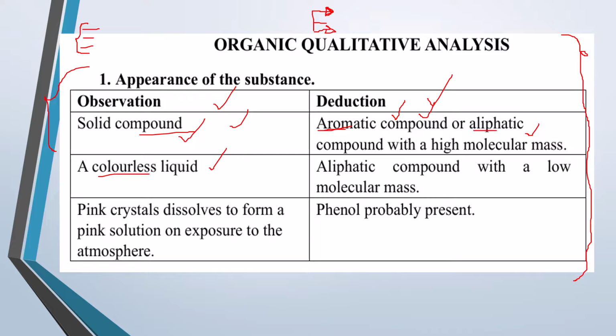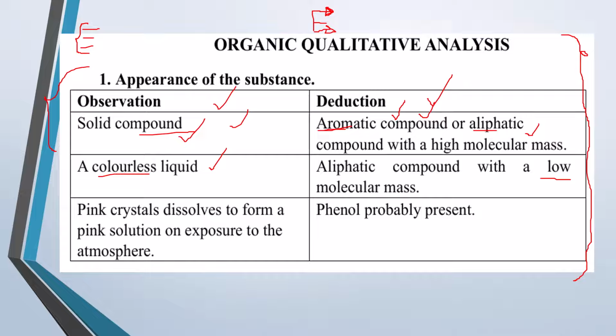So liquids are going to be mainly aliphatic compounds, and mainly they are alcohols, although you don't have to cram that. So when you're starting such a question, in the observation column you just say colorless liquid, and then you deduce that it's an aliphatic compound with a low molecular mass, because it's not existing as a solid. Some aliphatic compounds exist as solids, but only when they have high molecular mass. So that's why I'm deducing that it's an aliphatic compound with a low molecular mass.